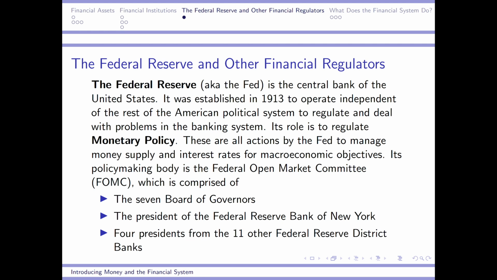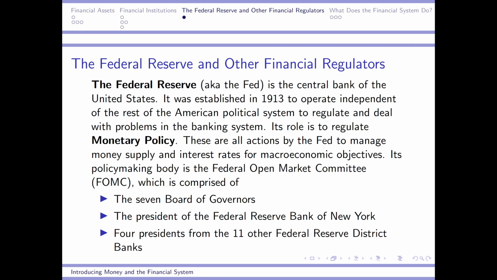comprised of the 7 board of governors, the president of the Federal Reserve Bank of New York, and then at any time it also has 4 presidents from the 11 other Federal Reserve District banks. So if you're doing your math at home, that means that there are 12 different district banks, each of which has a different geographical region of interest in the US. So for example, I'm from Wyoming, so I am under the Federal Reserve Bank of Kansas City. However, here in Indiana, we're under the Federal Reserve Bank of Chicago.